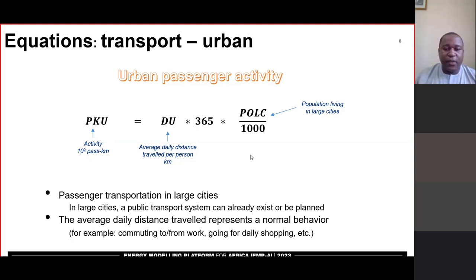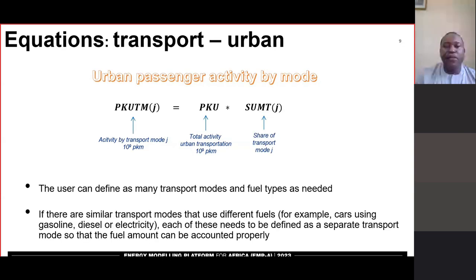So that is just how we can evaluate the activity of urban passenger. And for intercity, after evaluating this activity of urban passenger, we need again to split it by mode. Let's say among all these passenger kilometers, what is the fraction performed by cars? What is the fraction performed by buses? What is the fraction performed by motorbikes? And so on and so forth. So we need to evaluate all that and make this split.